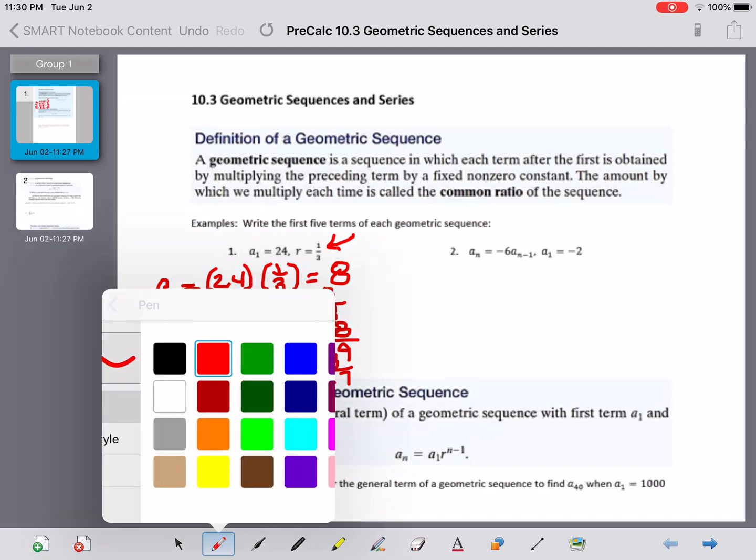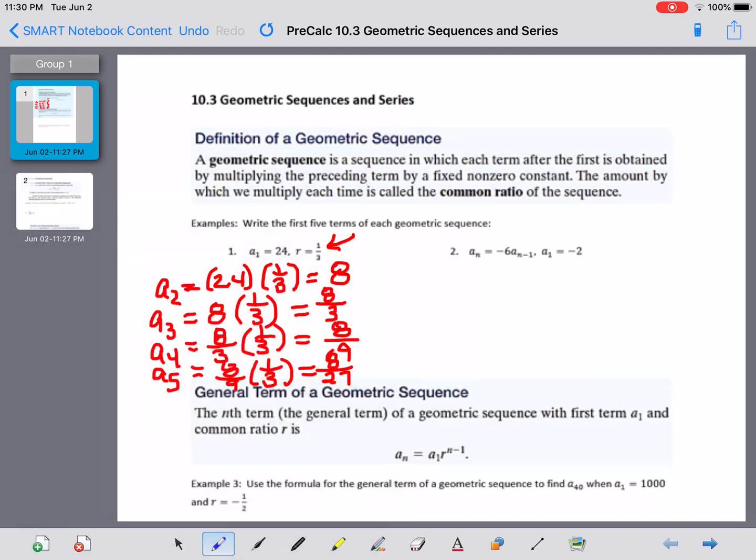All right, let's try our next one. You'll notice that this one is written in the recursive formula like we've had before. So here's my recursive formula: A sub n equals -6 times A sub n minus 1. And we need our common ratio. Remember, the A sub n minus 1 is part of that recursive formula, always going back to the term before it. But in this case, that is being multiplied by -6. So that is my common ratio, -6. So I start with A sub 1, which is -2.